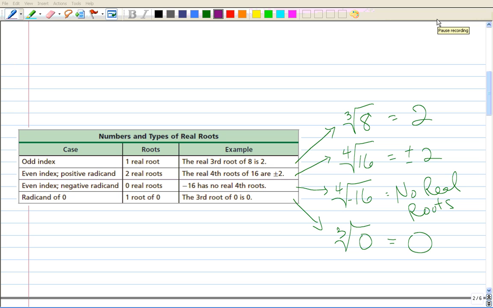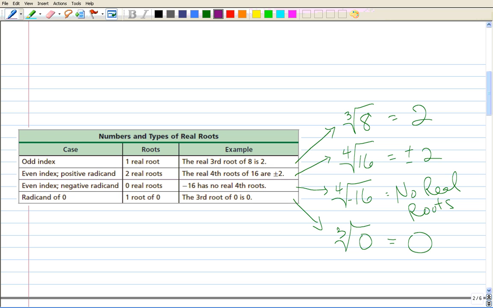Okay, so let's check out this table, which is on page 610 of your book. So if we have an odd index, that little number that's in front of the radical sign, so if it's odd, then there will be one real root. For example, the third root of 8 is 2, as seen over here. So the cube root of 8, or the third root of 8, is equal to 2, and there was only one root for that. If the index is even and the radicand is positive, then we'll have 2 real roots, one of them positive and one of them negative. For example, the fourth root of 16 is positive and negative 2, because either one to the fourth power will give me 16.